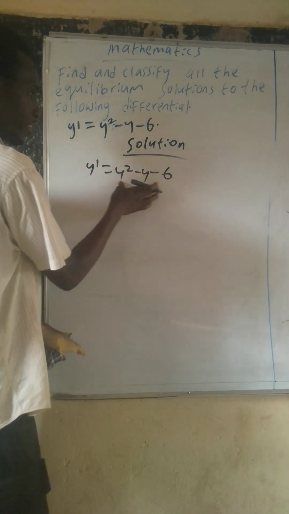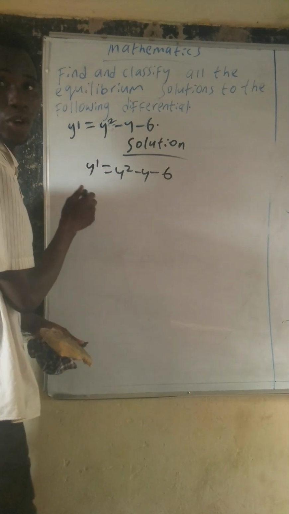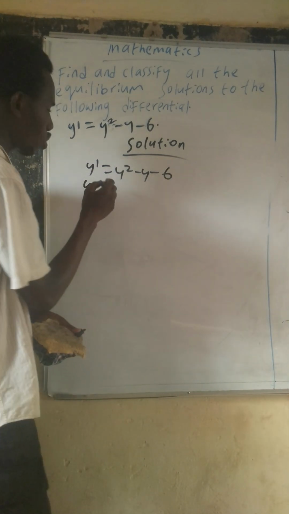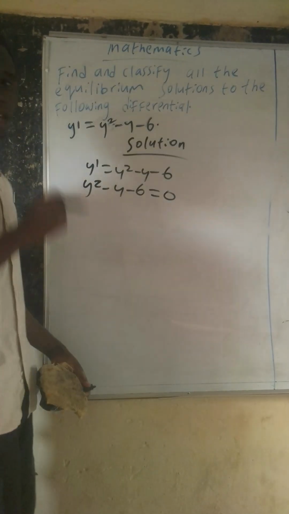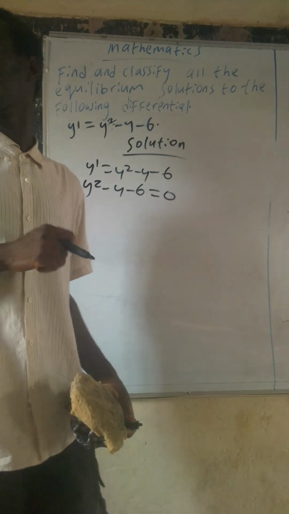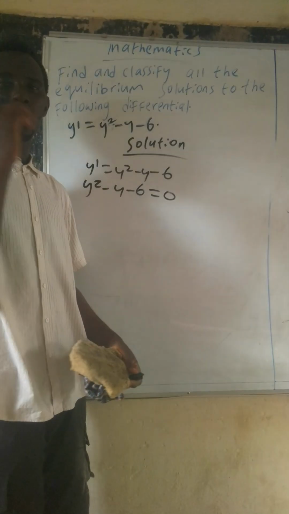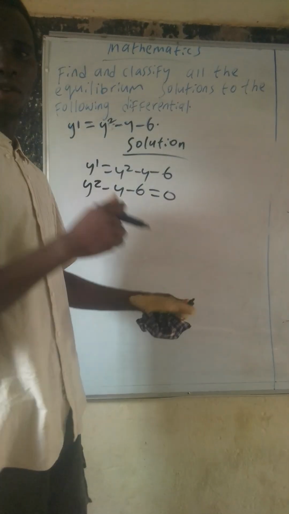But this one is a quadratic equation, because we have y squared minus y minus 6 equals 0. This is a quadratic equation. Now let's solve the quadratic equation and get the values.